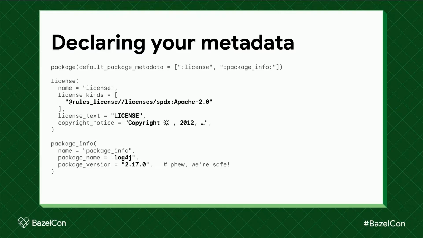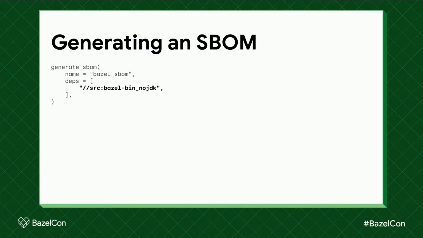Once you can get your third-party code, and even your own code annotated this way, you'll add a rule like this somewhere in your build. And for Bazel, the package we build is really Bazel bin no JDK, and that one gets distributed. But I have a generate SBOM rule around that, which produces the SBOM.